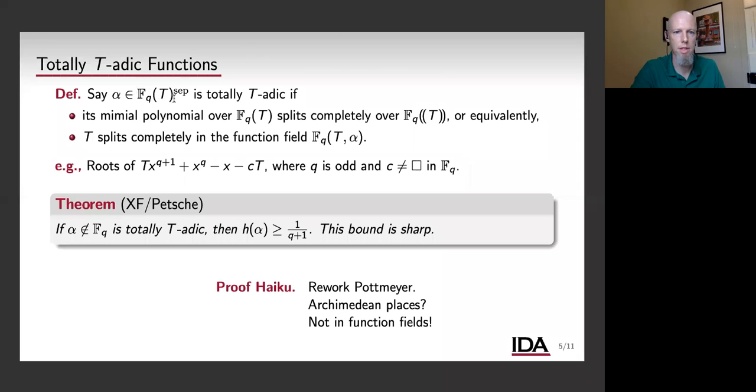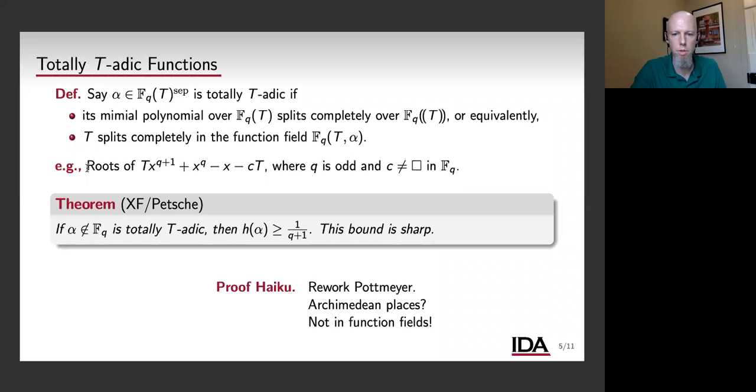By analogy, we'll say an element in the separable closure of F_q(T) is totally T-adic if its minimal polynomial splits completely over the Laurent series F_q((T)). Right? So this is the completion of F_q(T) at the T-adic place, or the place that measures the order of vanishing at 0. Okay. So if we look at the minimal polynomial, that splits completely over the Laurent series field. Or equivalently, it's to say that the ideal generated by T downstairs splits completely in the function field. Okay. So there's a number theoretic description of it.